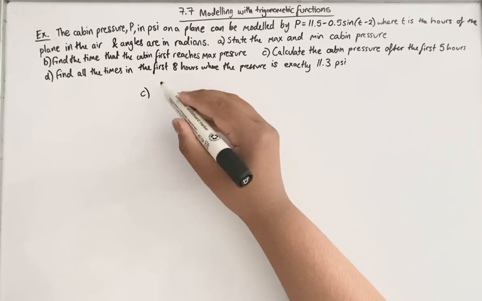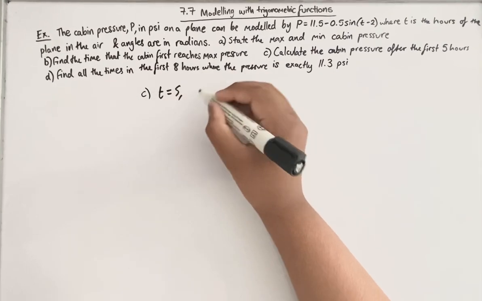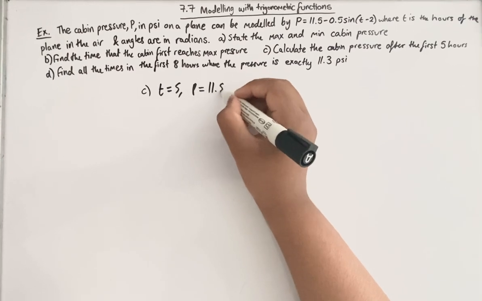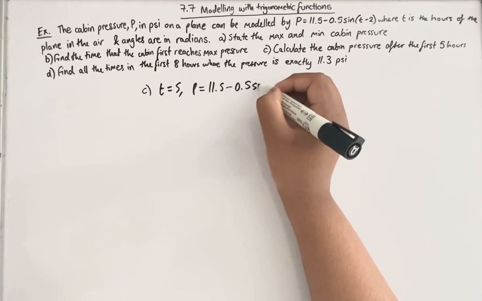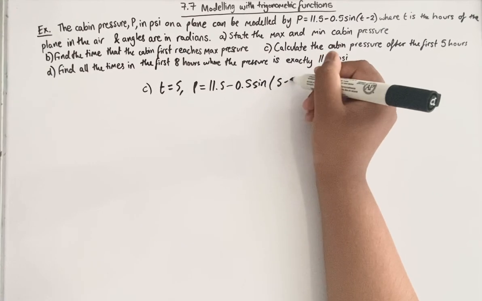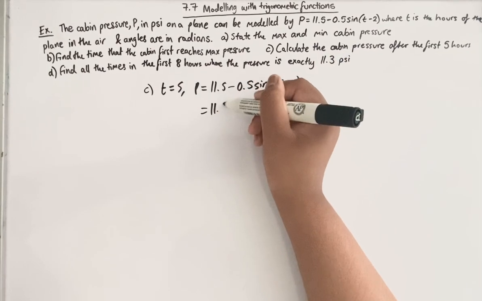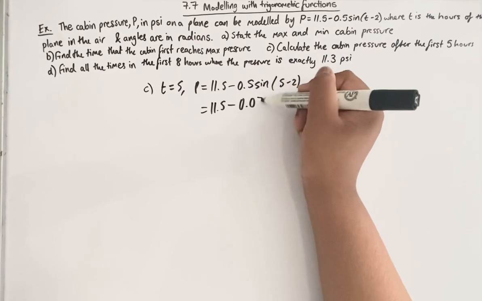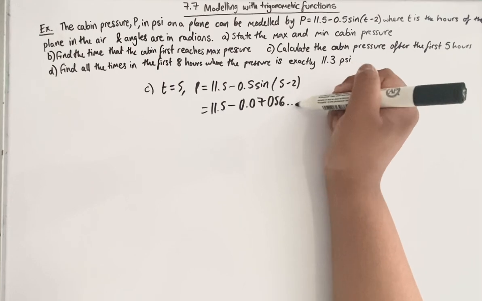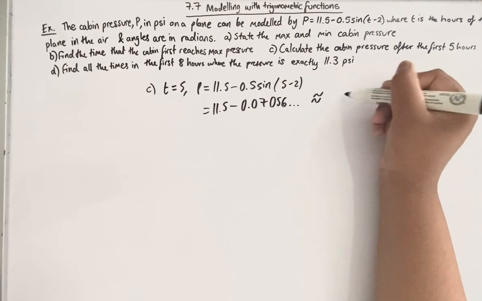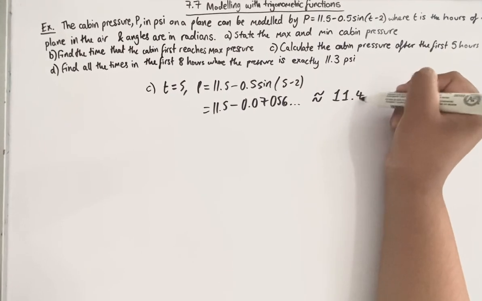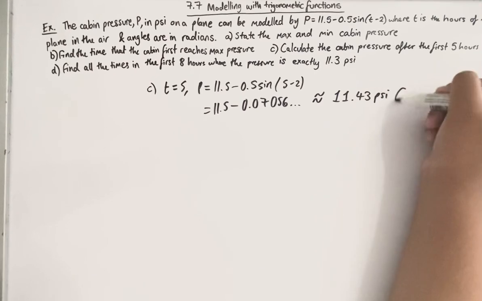For part C, when t is equal to 5, we get P is equal to 11.5 minus 0.5 sine of (5 minus 2), which is 11.5 minus 0.07056, and so on and so forth. And we get around 11.43 psi to 2 dp.